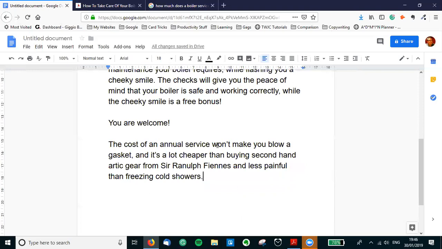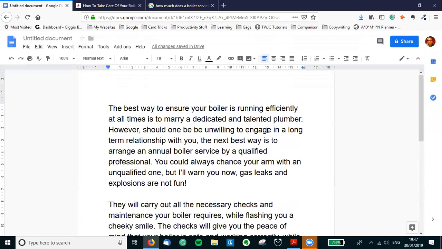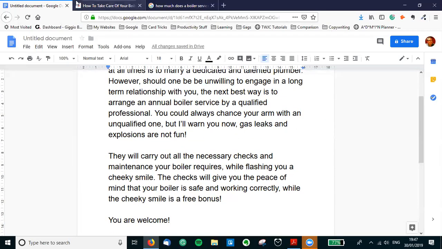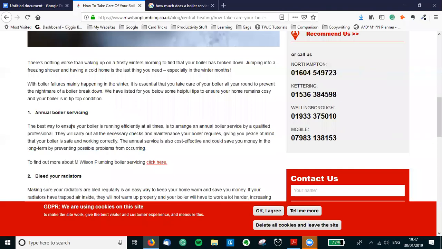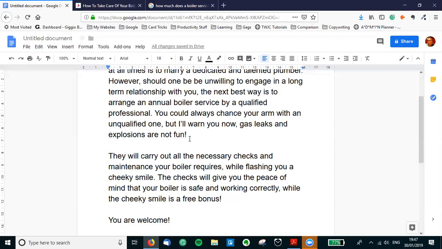So the cost of an annual service won't make you blow a gasket. It's a lot cheaper. Let's rephrase that. It's a lot cheaper than buying second-hand arctic gear from Sir Ranulph Fiennes, and far less painful than having to endure freezing cold showers. So, even with just a brief look through one paragraph, this kind of very factual paragraph that contains all the information, but in a very boring way, we've kind of spiced it up a bit.